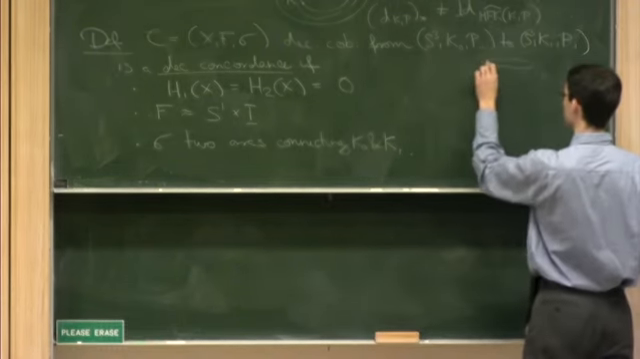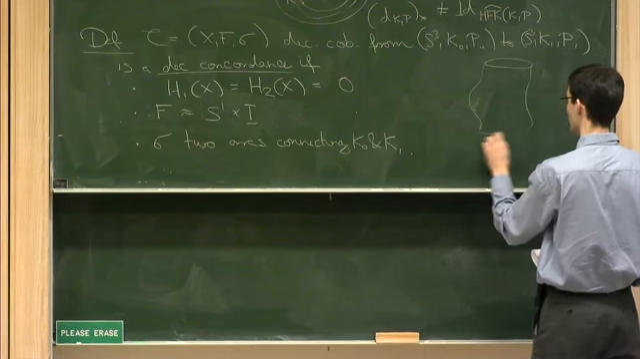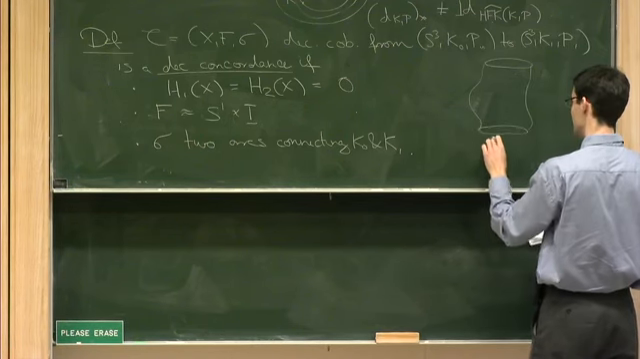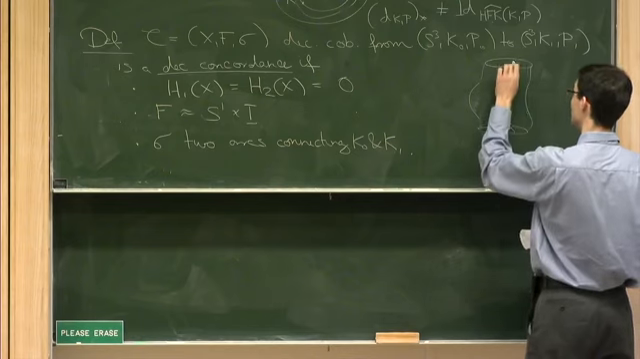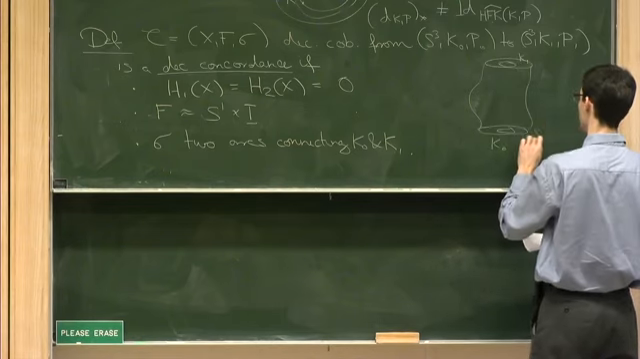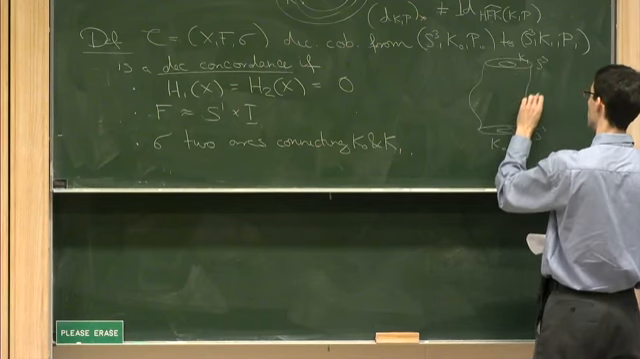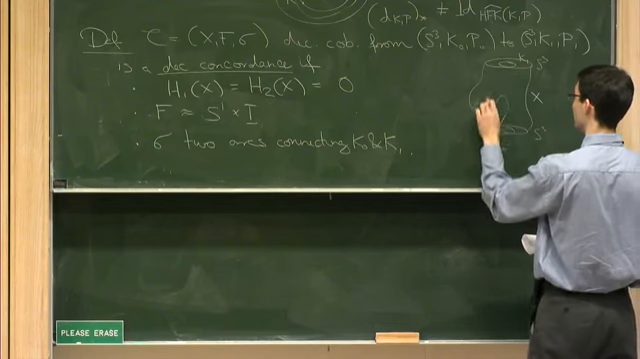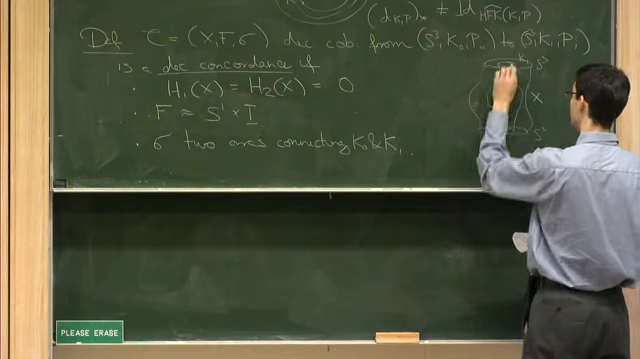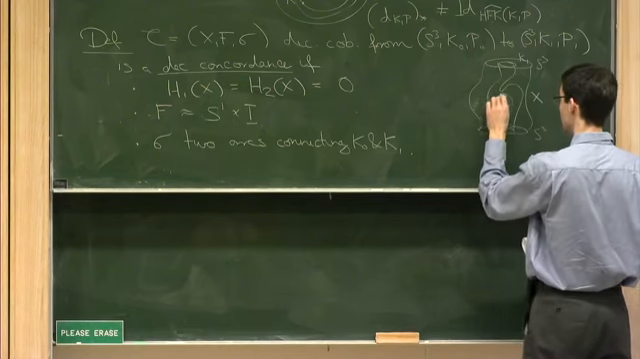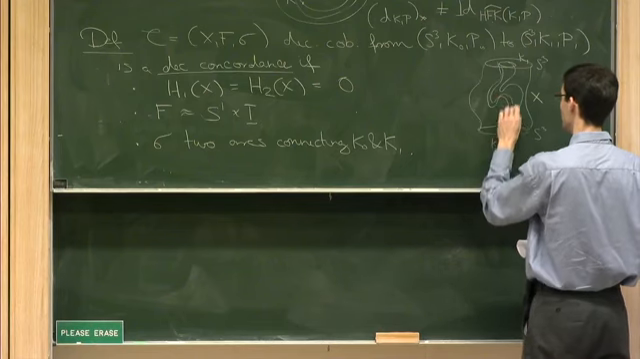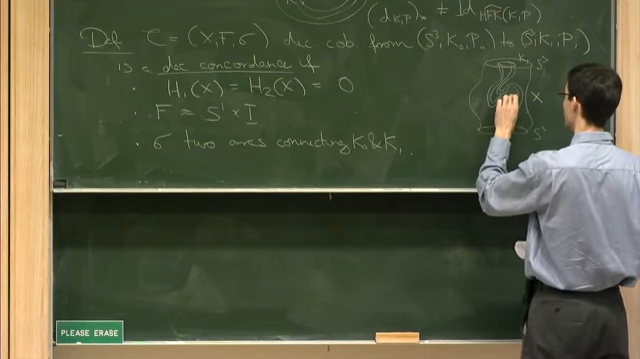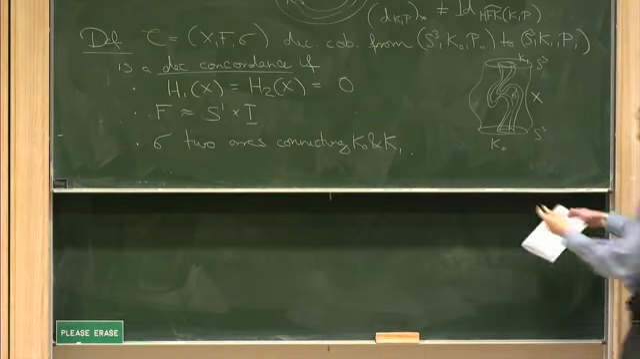Right. So you have 2 knots in S3, K0 and K1. Here you have a cobordism X, and you have some annulus embedded here, and sigma consists of 2 parallel arcs. Right.